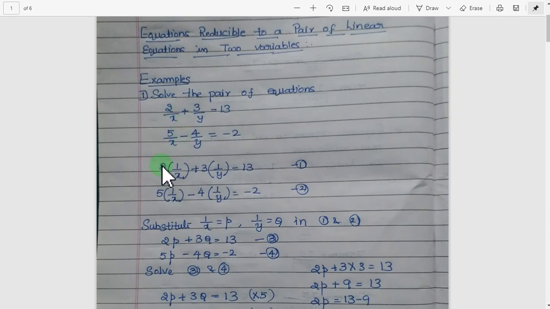Write separately the variable and constant, the coefficient of x and x, you separate it. 2 into, this is x in the denominator, so 1 by x, plus 3 into 1 by y is equal to 13. 5 into 1 by x minus 4 into 1 by y is equal to minus 2. Separating the coefficient of the variable, since x is in the denominator, 1 by x. So now you take 1 by x as p and 1 by y as q.